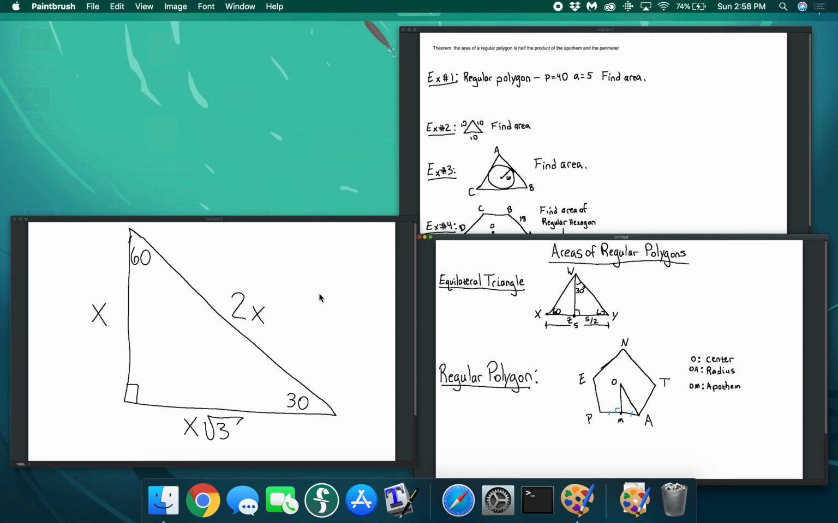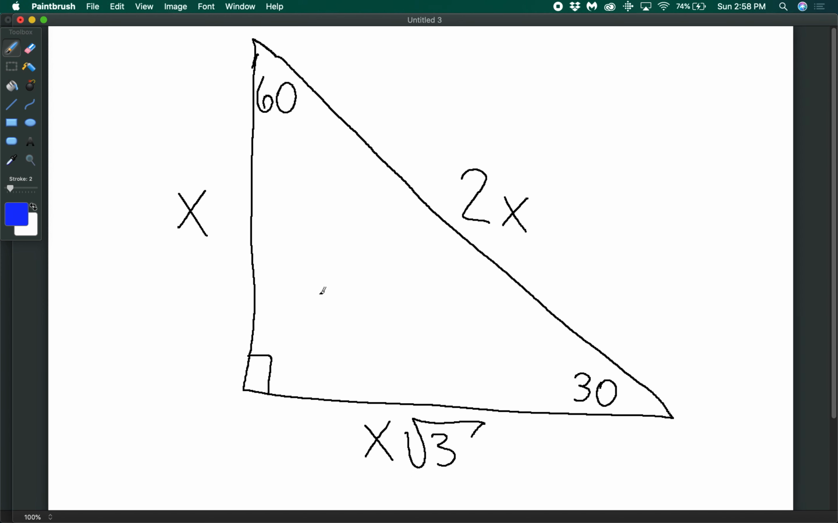Talking about the areas of regular polygons. But before we do that, I briefly want to review 30-60-90 triangles, which are a kind of special right triangle. When you have a 30-60-90 triangle, the side that is opposite the 30-degree angle, if we call that x, then the other two sides are going to be proportional to it.